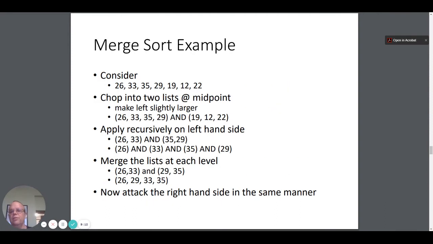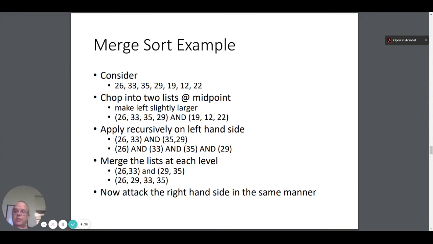So for merge sort, consider this initial list. We chop it into two lists. We'll make the left side slightly larger. So on the left side, we'll take 26, 33, 35, and 29. And on the right side, we'll take 19, 12, and 22. So working on that left side, we break the list down into 26 and 33 on the left and 35 and 29 on the right.